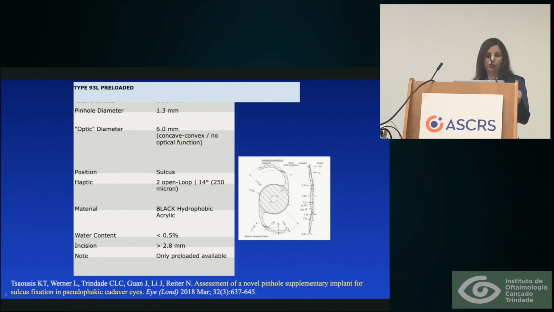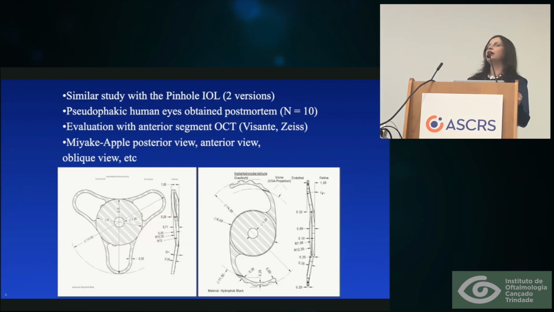So you have the open loop design, large diameter, you have the optic haptic angulation, and hydrophobic acrylic material is different because the Sulcoflex is hydrophilic acrylic. Otherwise, you have many of the same characteristics, including the large diameter, thin haptics. But this is a design that actually evolved.